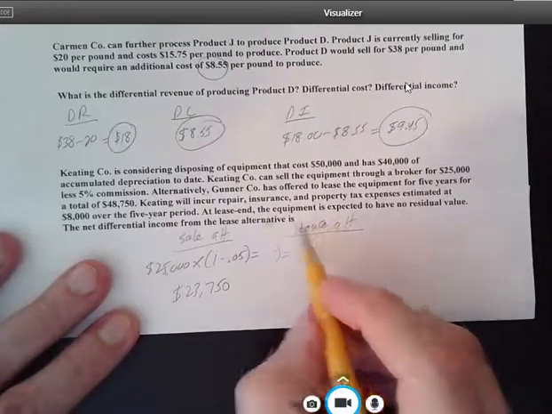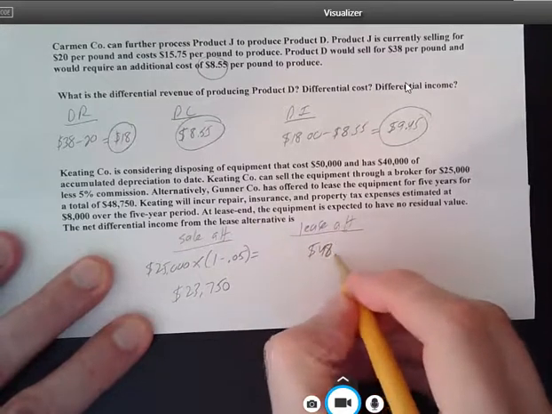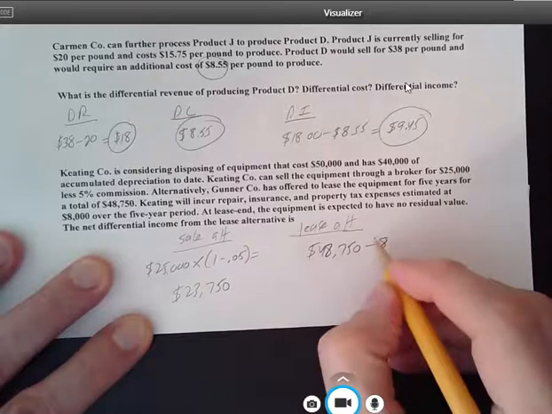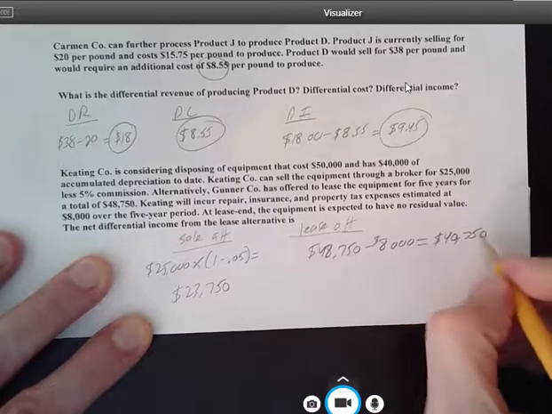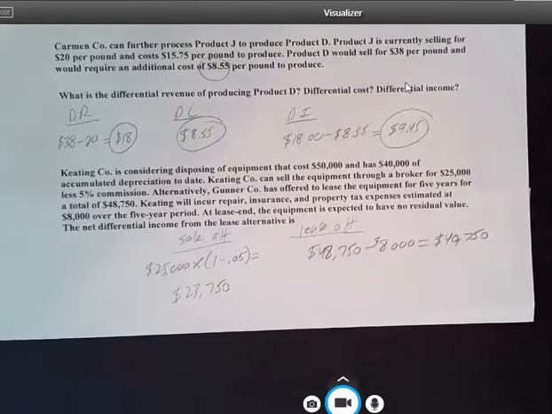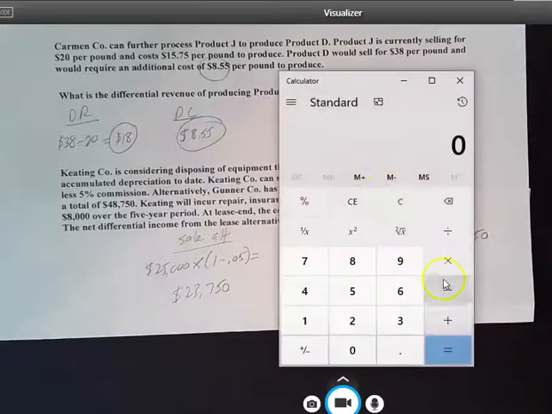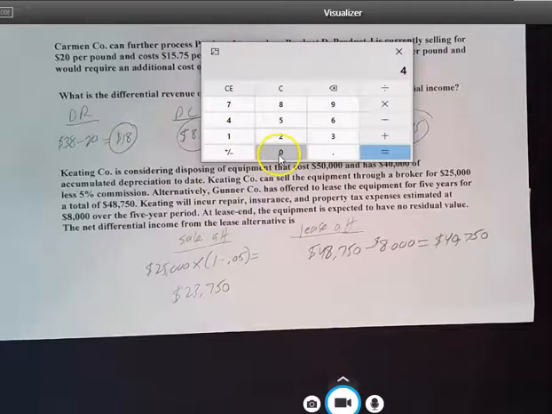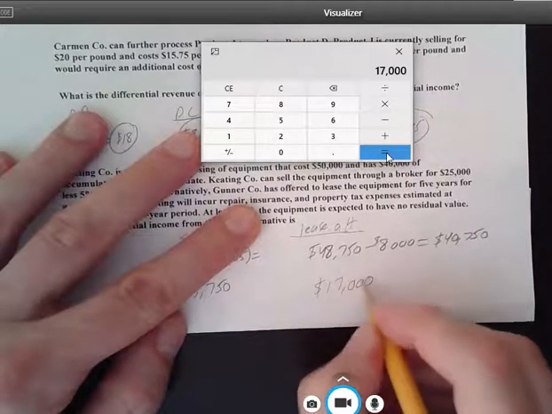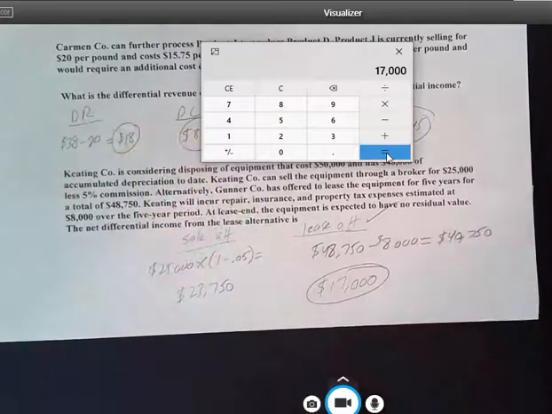The lease alternative is strictly the $48,750 minus those costs. So we're going to get $40,750 over a five-year period. So if we were to take the $40,750 from the lease alternative minus the foregone $23,750, we end up with differential revenue from the lease alternative of $17,000.